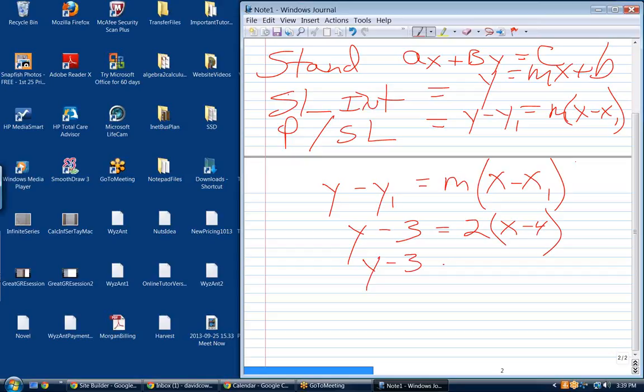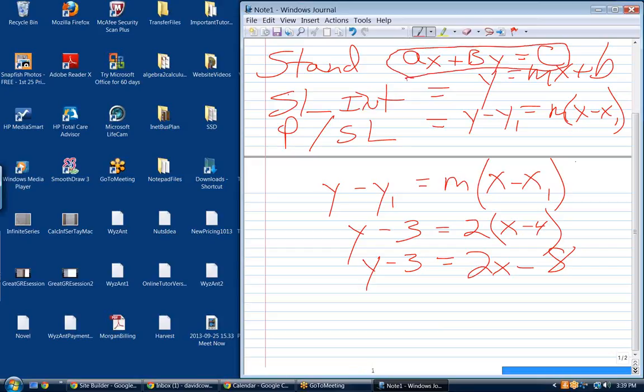We'll simplify it out. But let's distribute that too. What is it? 2x minus 8. Okay, now put it in standard form. That's where I got tricked up. I'm confused on where. Okay, we're trying to make it look like that.